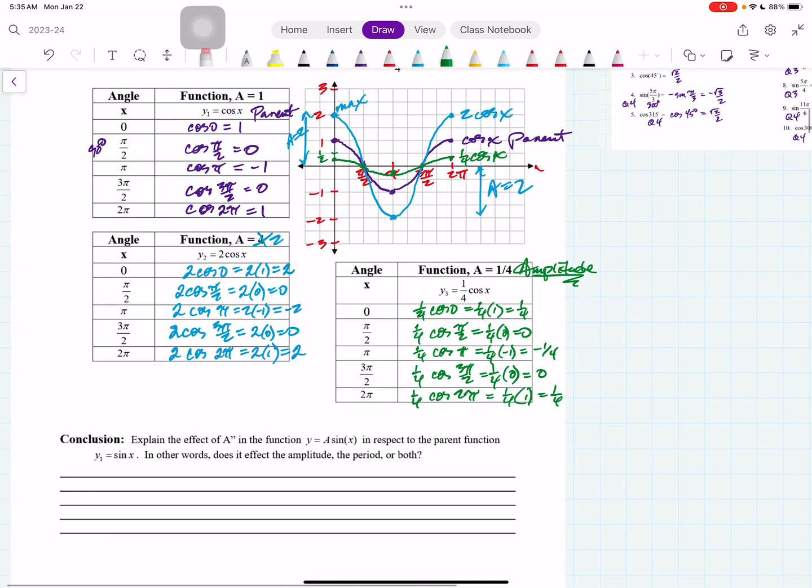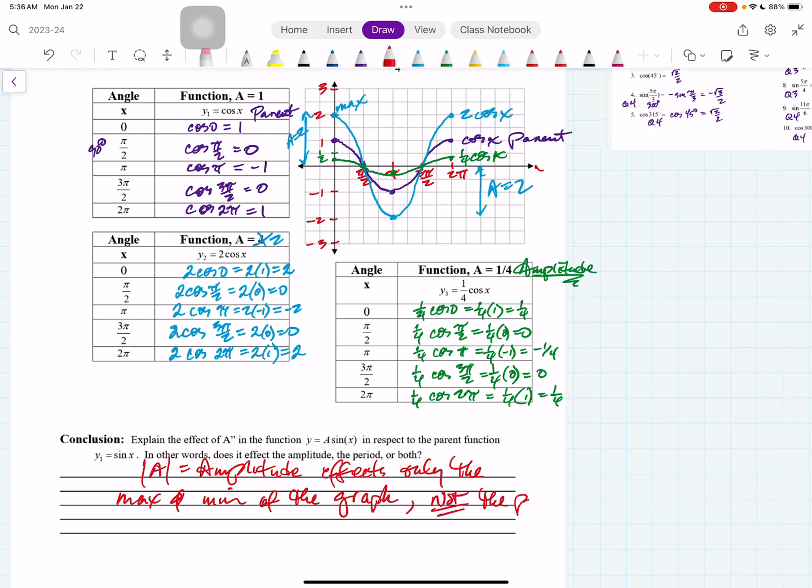So let's summarize everything here. All right, so here we go. The A value, the absolute value of A, which is your amplitude here, affects only the max and min of the graph, not the period. Okay, there we go. So the period of all of these is right here. It's from 0 to 2 pi. So let's label that. Period is 2 pi. Amplitude changes, but the period does not.